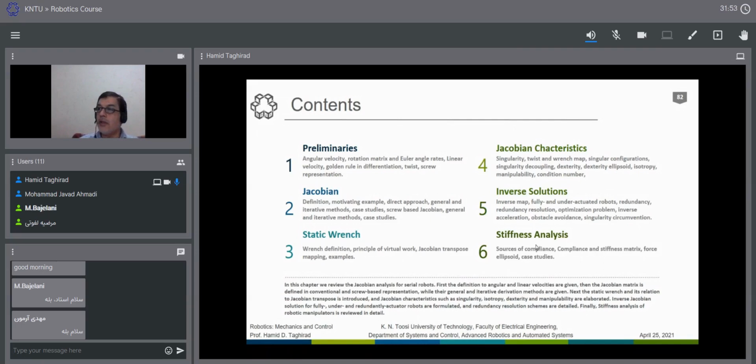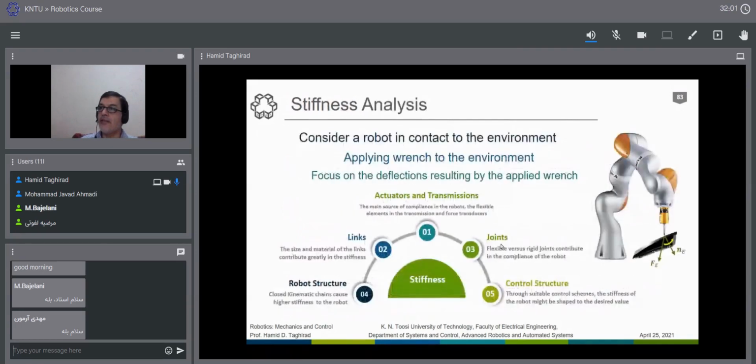Today we will continue with the last part of this chapter, the stiffness analysis. About stiffness analysis, we would like to find the relation between the position and the force. Stiffness, like a spring stiffness, is defined by the relation between the position and the force. How does this come into the picture in a robotic system?